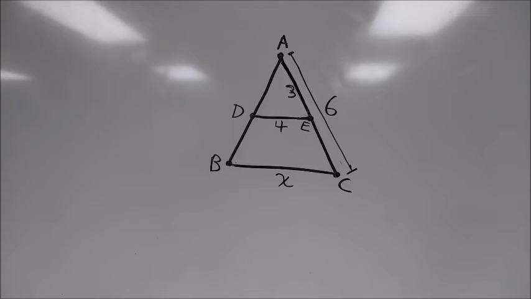If your triangles overlap, then things can get a little tricky. But if you're paying attention, they're no problem at all. Here we see two triangles, one overlapping with the other. We have the large triangle ABC, and we have a smaller triangle ADE.